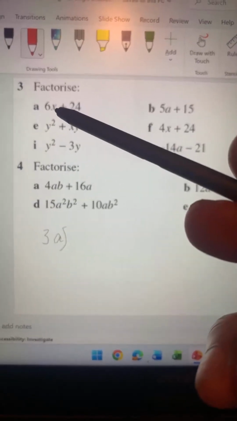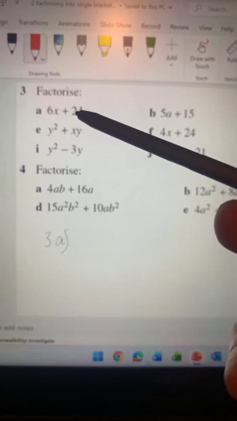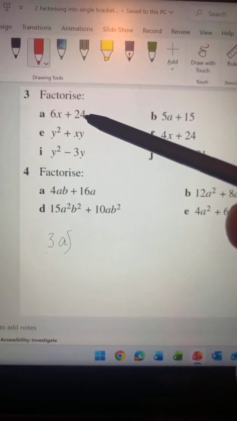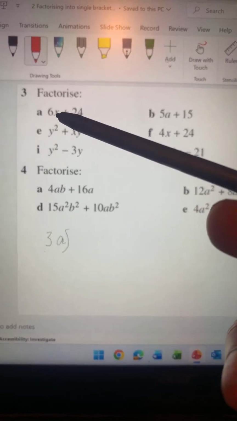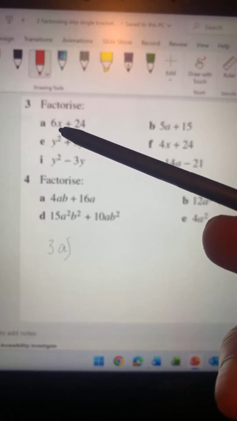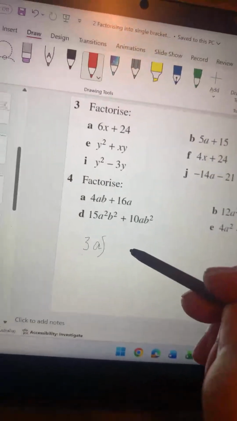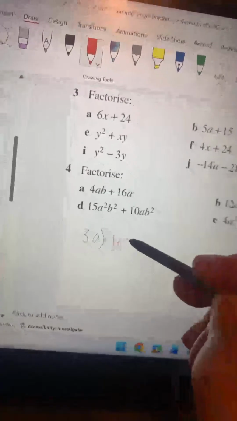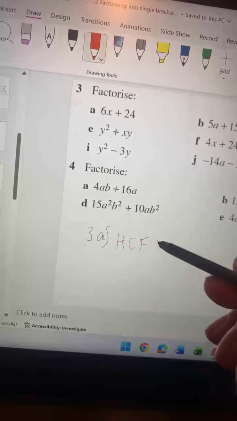So in this case, there's only one letter appearing on one term, which is x. There's no letter here next to 24, so that's okay. That's good. It's very nice and simple. So the HCF, or the highest common factor of 6 and 24, happens to be 6. Okay, so that's the first thing. HCF is for the highest common factor, is 6.